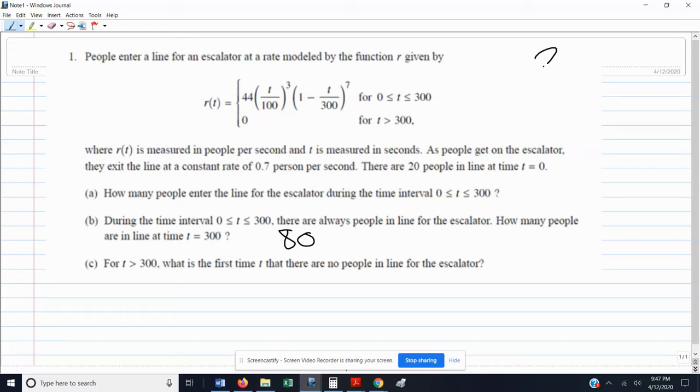Everyone, we are going back to this 2018 FRQ. This is the calculator section, and this is number 1.